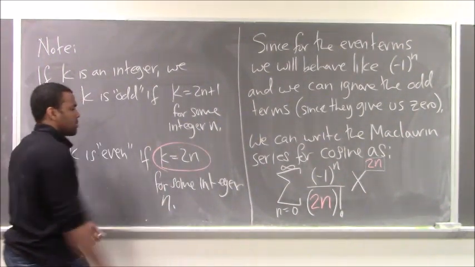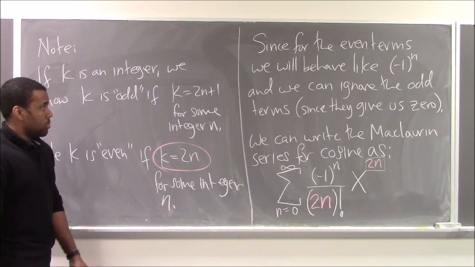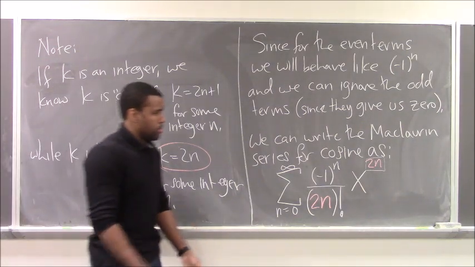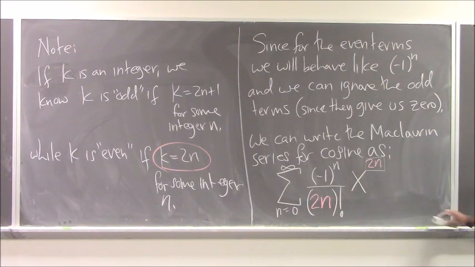I mentioned this to a lot of you. I don't remember if I mentioned this to you guys. But these are ways you can think of odd and even numbers. And so that's actually the Maclaurin series for cosine.